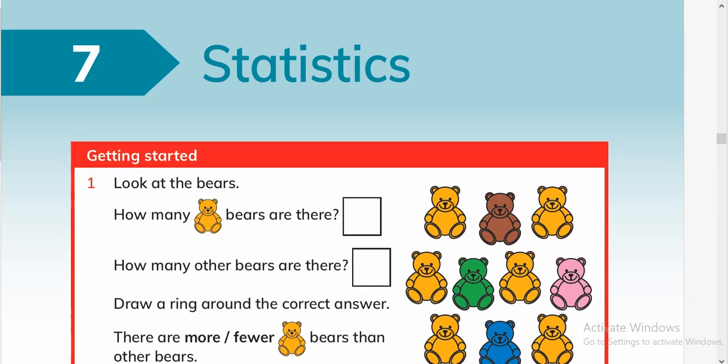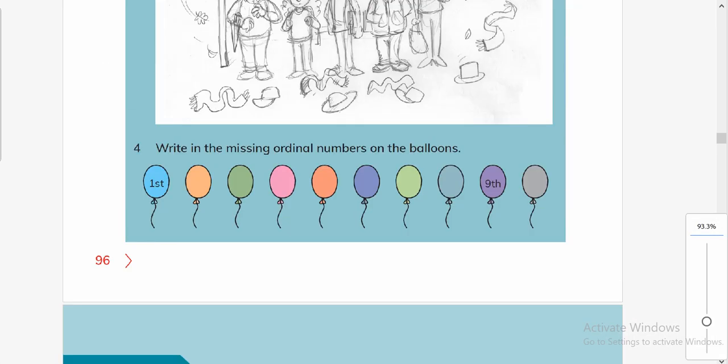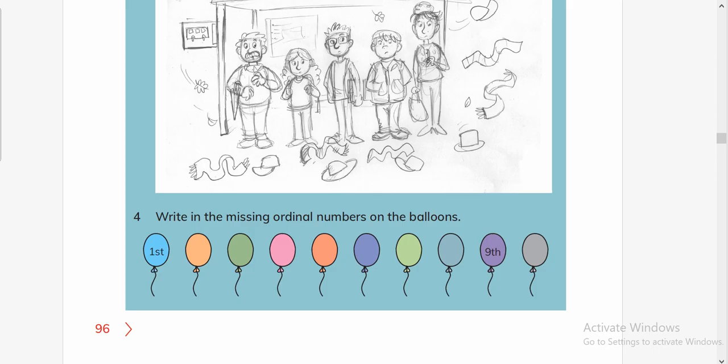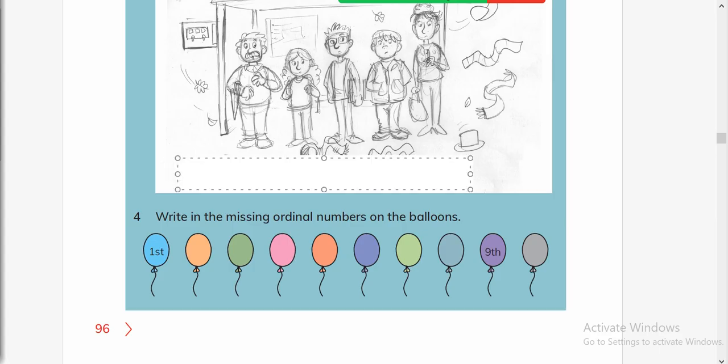Okay, now the next unit is statistics. We will do that later. And till here, I hope you don't have any problems or queries in this unit. But if you have, you can contact me on my WhatsApp, and inshallah, I'll make a video for you.